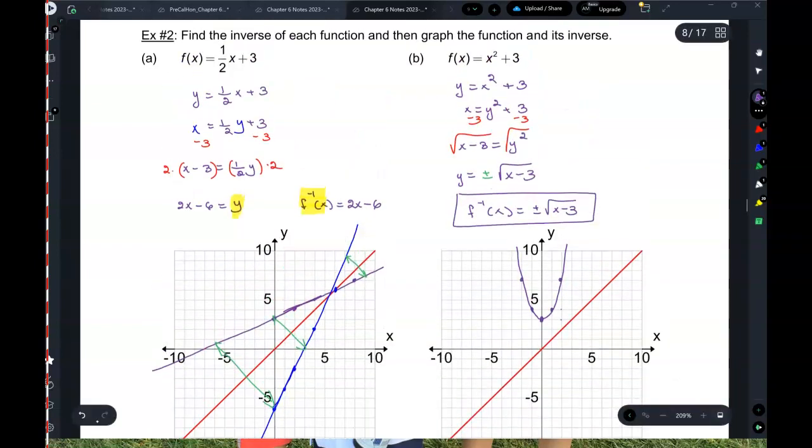So here, we're graphing this one. It's x squared plus 3. That plus 3 moves it up. And then you go to the right 1, up 1. And then if you go to the right 2, you go up square of 2, 4. Okay? Or you can plug points in.